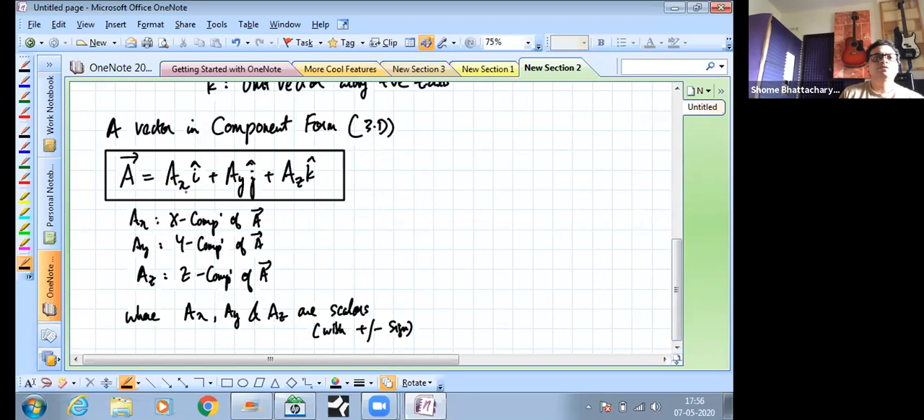So this Ax i cap is actually a vector along the x-axis, Ay j cap is actually a vector along the y-axis, and Az k cap is actually a vector along the z-axis.